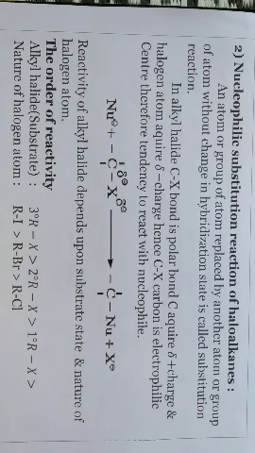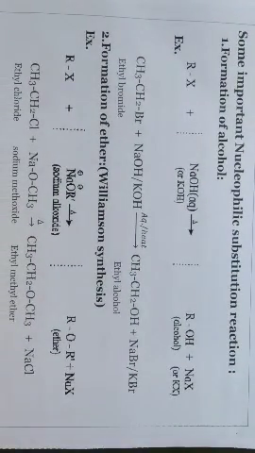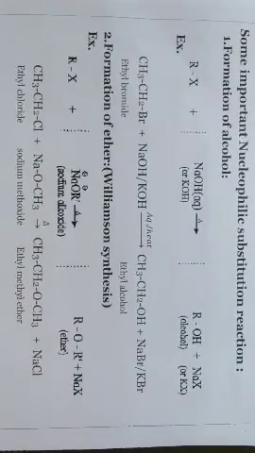If we see reactivity, the reactivity of the alkyl halide depends upon the substrate and the nature of the halogen atom. When we go for the alkyl halides, tertiary alkyl halides are more reactive than secondary, than primary. And if you see the nature of halogen atoms, alkyl iodides are more reactive than alkyl bromides, than alkyl chlorides. Now we will see some more nucleophilic substitution reactions, which are the important reactions of these groups.